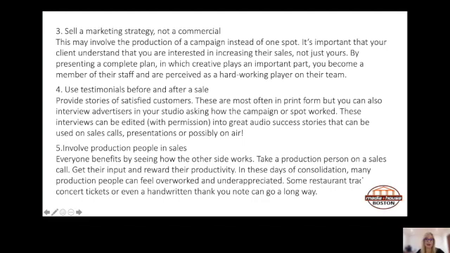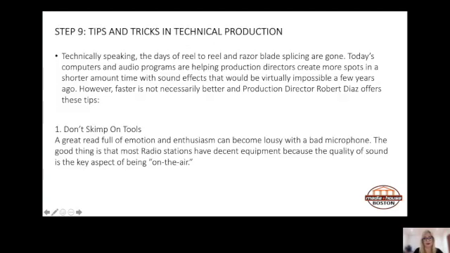productivity. In these days of consolidation, many production people can feel overworked and underappreciated, okay? Perhaps get them something to say thank you. So whether it's vouchers or concert tickets, or simply just a handwritten thank you note, okay? Just say thank you at some point to them.